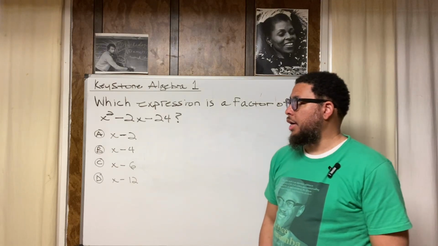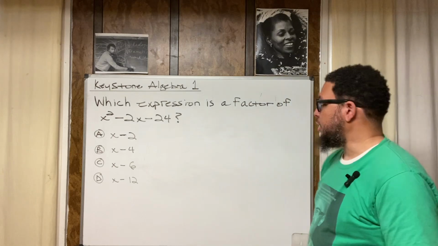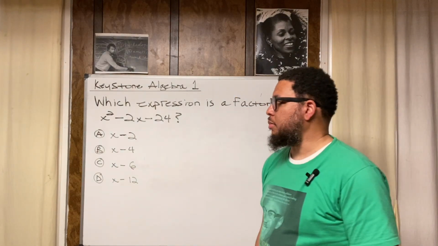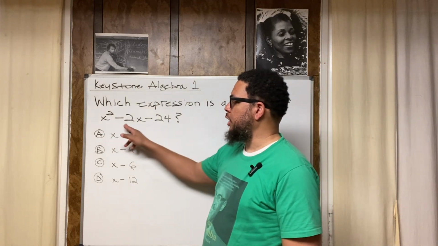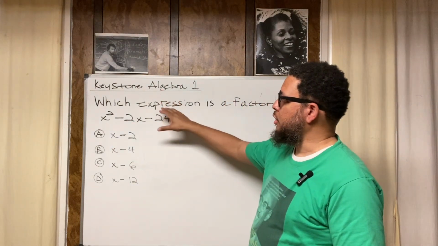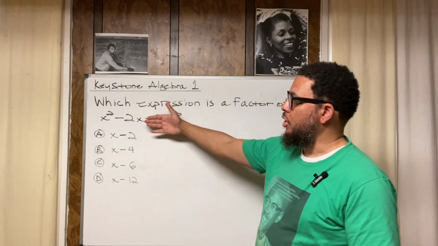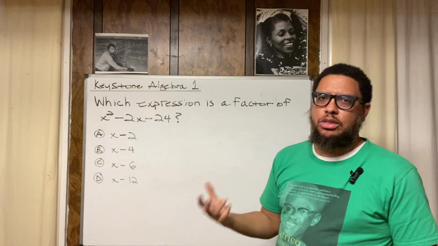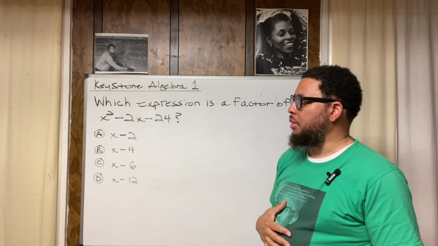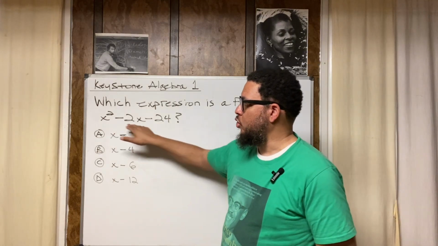All right. Let's read the question. It says, which expression is a factor of x squared minus 2x minus 24? So x squared minus 2x minus 24 is an expression itself. And the question is, which of these multiple choice expressions is a factor of that? There are a few ways to do this problem, but my suggestion would be to just factor this trinomial.